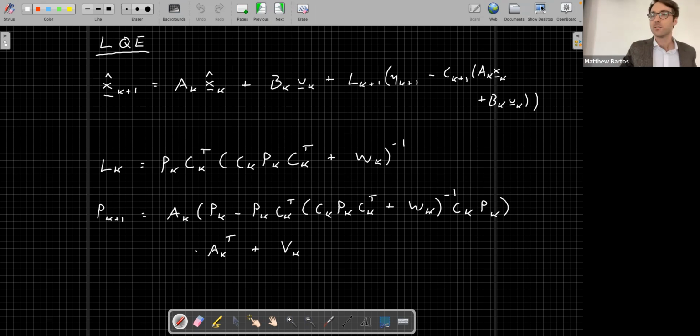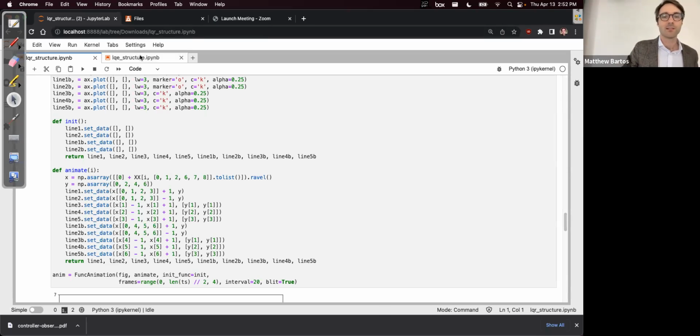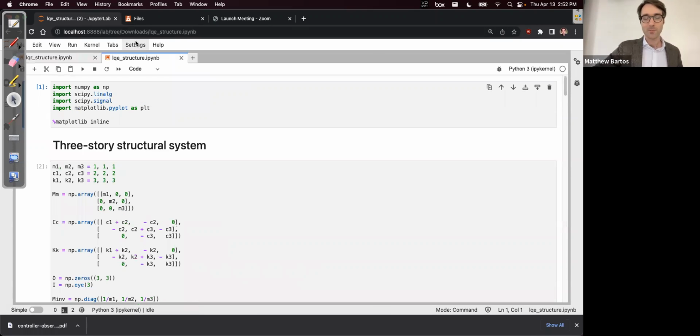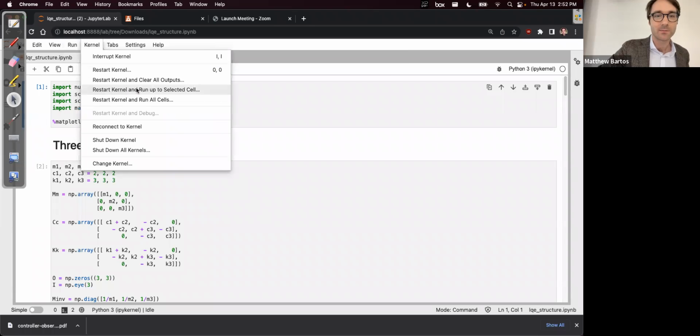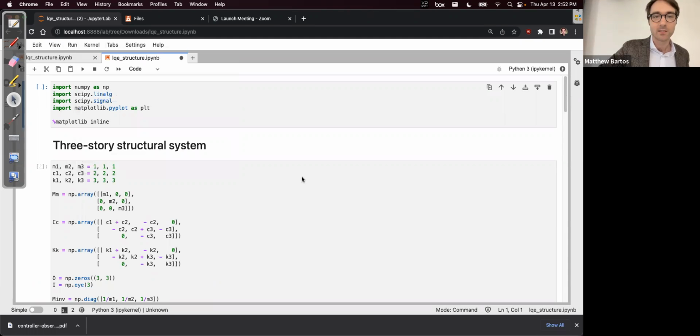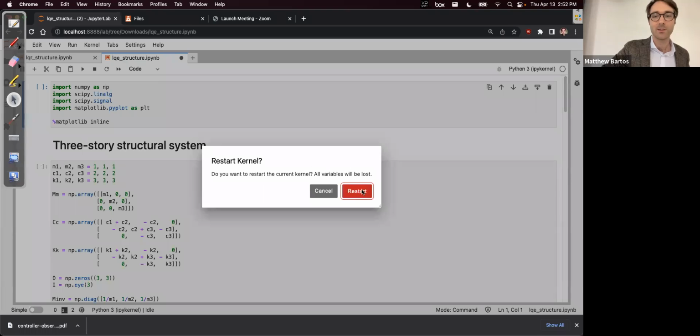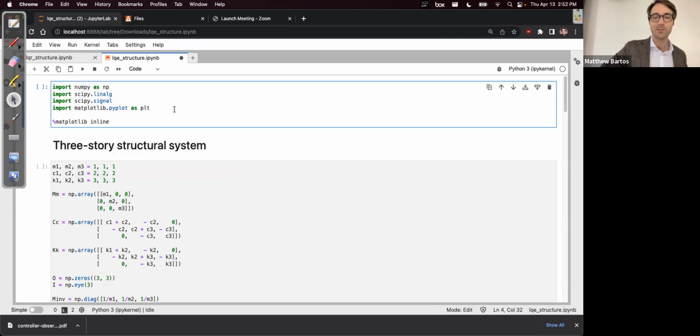Okay, so let's go ahead and apply this. I've created another notebook. So I have a structure. You can go ahead and open up the notebook LQE structure.